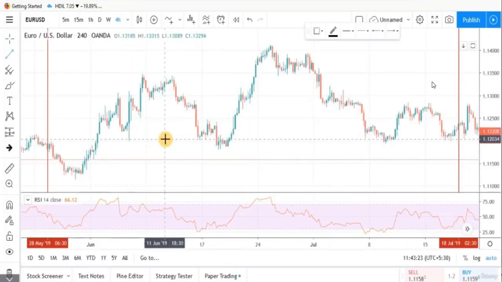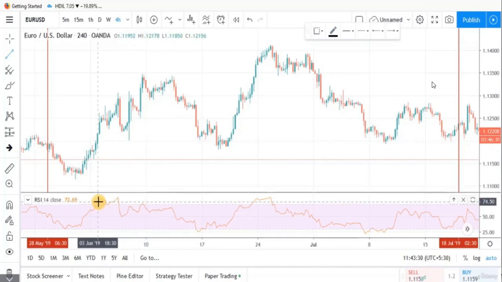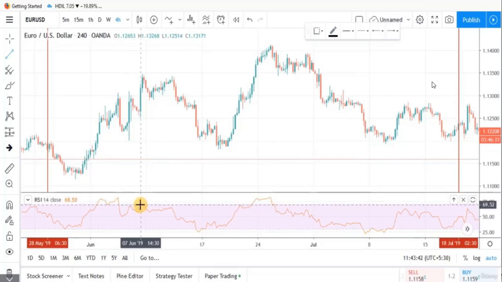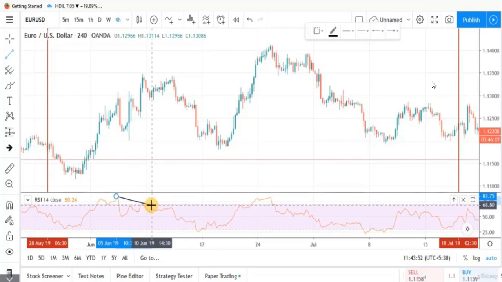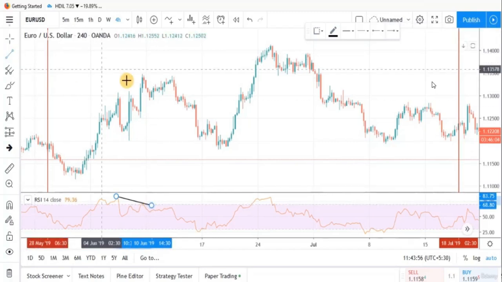First of all, we will see the RSI's peak in overbought or oversold range. So this is the first peak and this is the second peak, but they are going in upward direction. So we will see the next peak. See, this is the first peak and this is the second peak. These two peaks are going in downward direction, but prices are going in upward direction. So this was our first divergence signal, short sell signal.